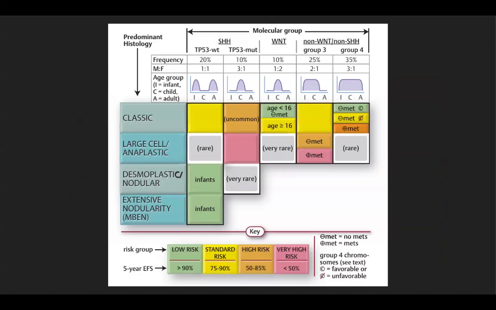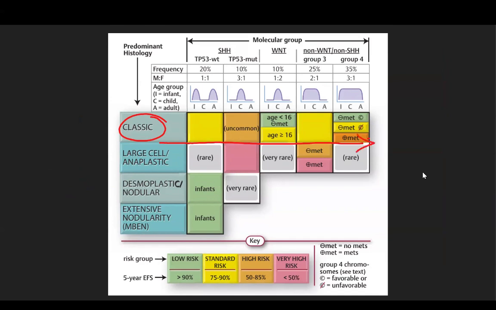Now we will go back to this group. So this is classic histology. We are moving like this. Okay. This is sonic hedgehog, TP53 wild type. What was the group? It was a standard risk group. This is TP53 mutant. What was the group? It was a high risk group, but this is uncommon. Clear so far? Yes. So we will cover this step by step.